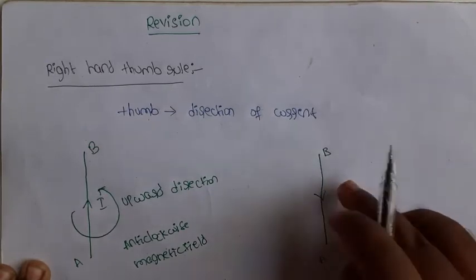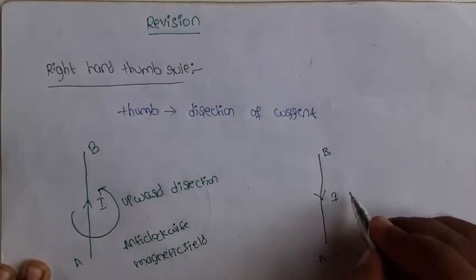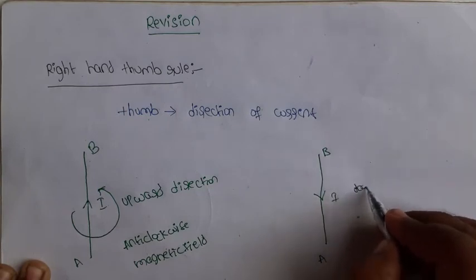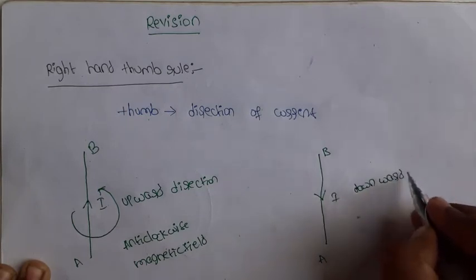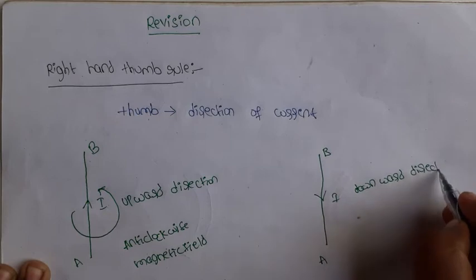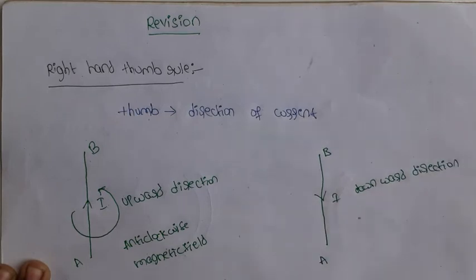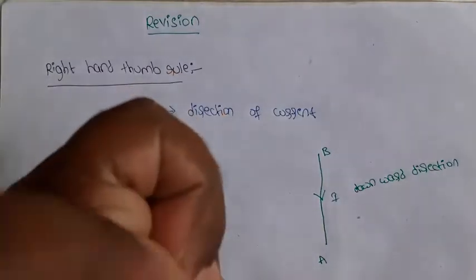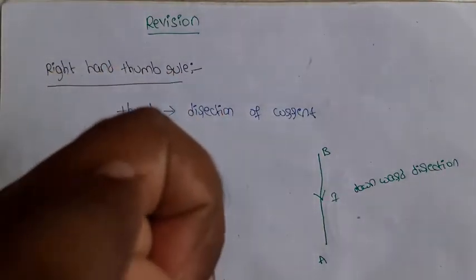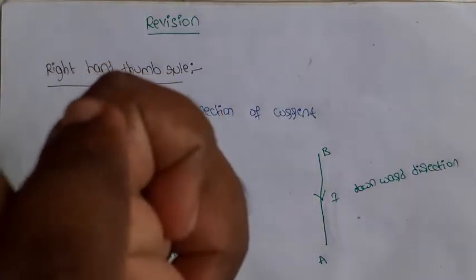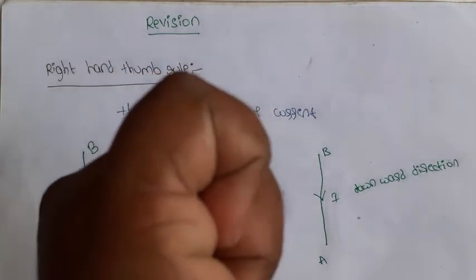Next, in the same conductor, current is flowing from B to A. B to A means downward direction. So current is moving downward. What about the magnetic field? The magnetic field is in clockwise direction.